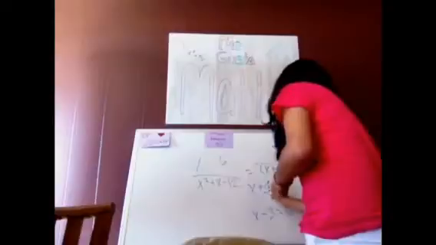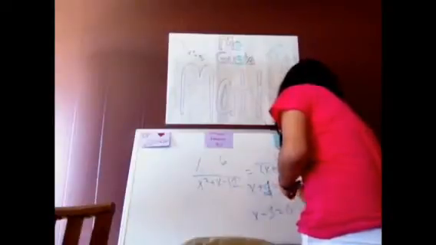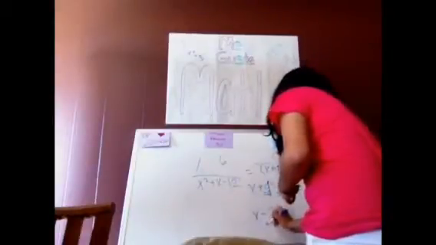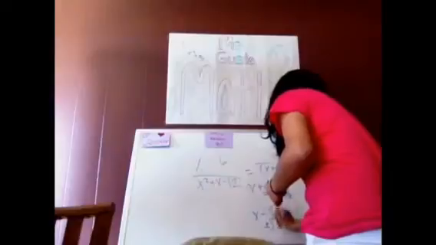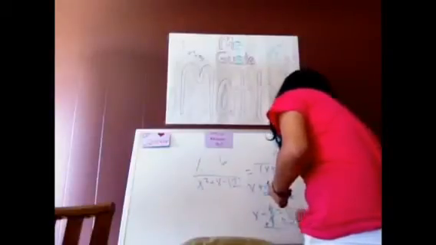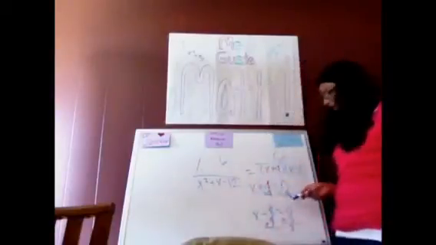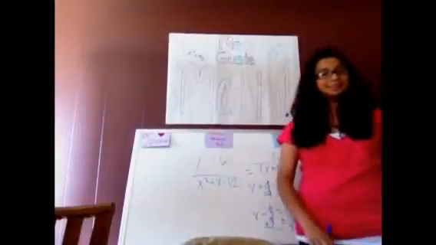So you're going to subtract 4 from both sides. You're going to add 3 to both sides. So the excluded values are negative 4 and 3. See, that was easy.